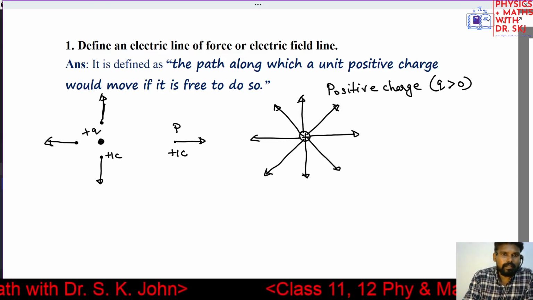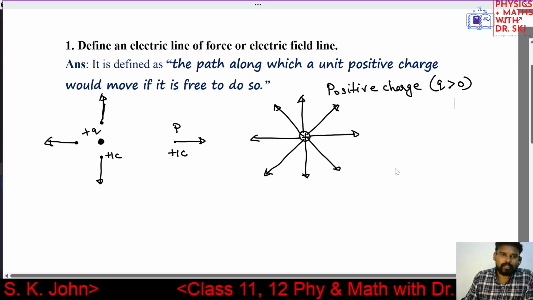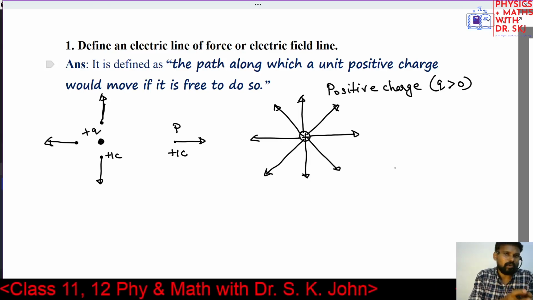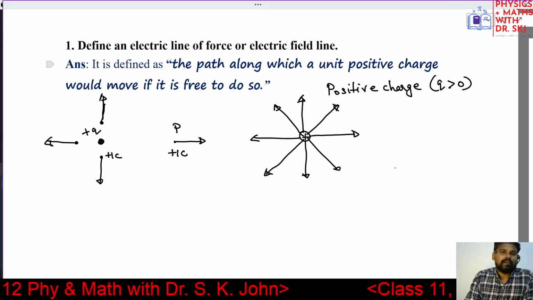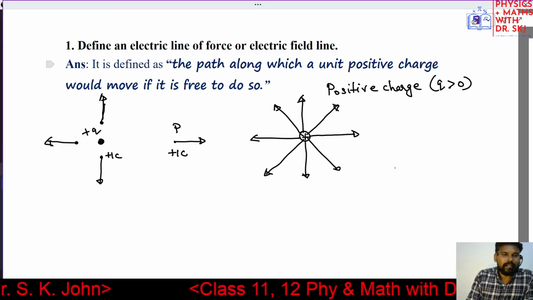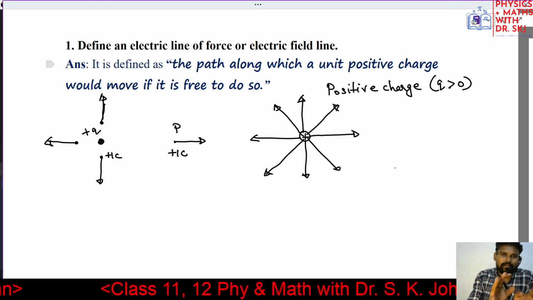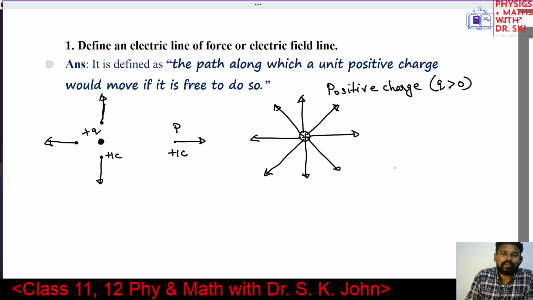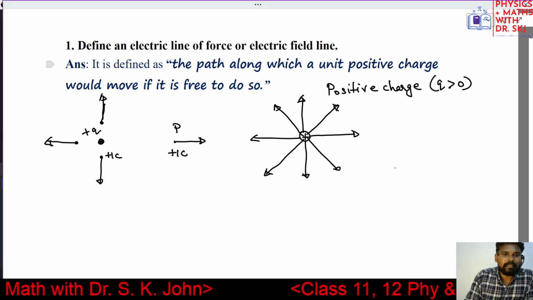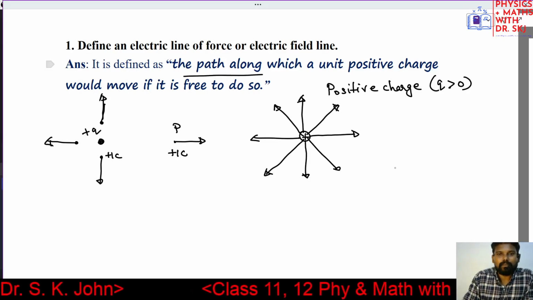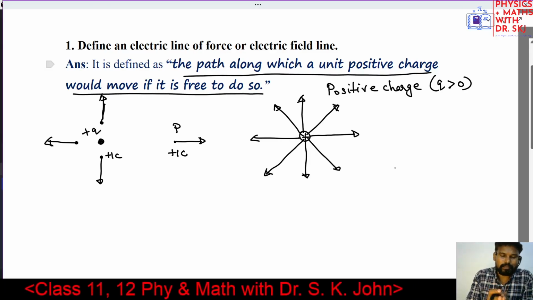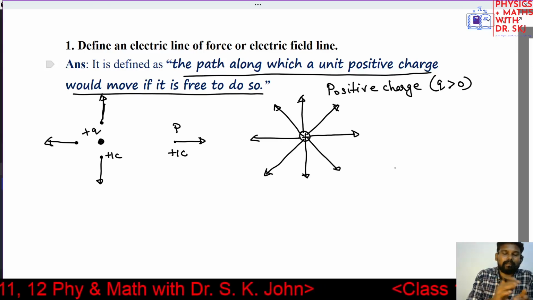Now, how can we draw the electric field? So, I think you got the definition. This is not a strong definition, but we draw the electric field lines around a charge. You can use this definition, but the definition is not so important. Electric lines of force or electric field line is defined as the path along which a unit positive charge would move if it is free to do so. It's a path along which a unit positive charge tries to move when placed at a point.